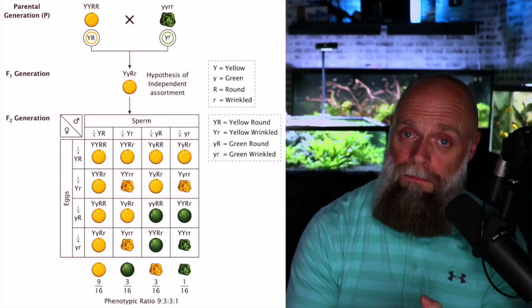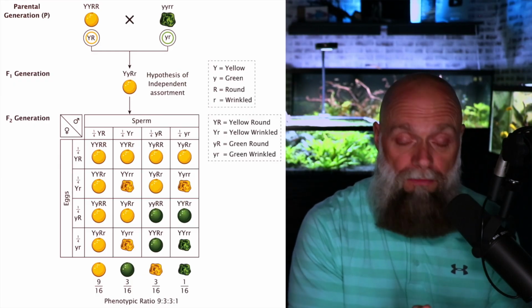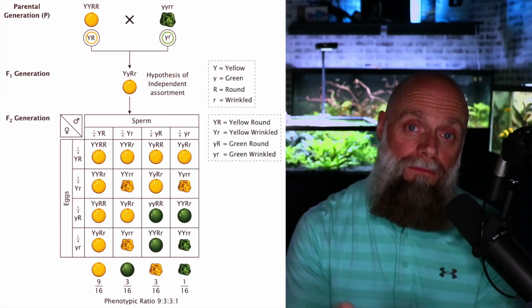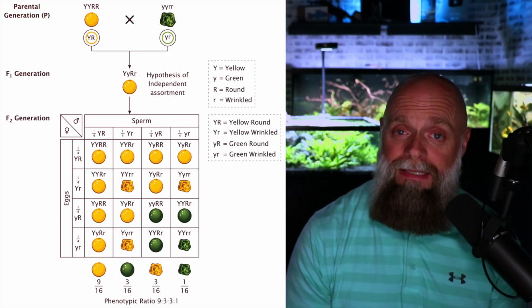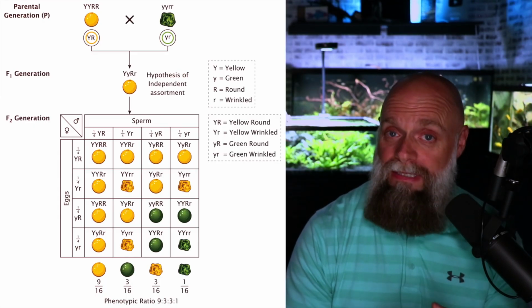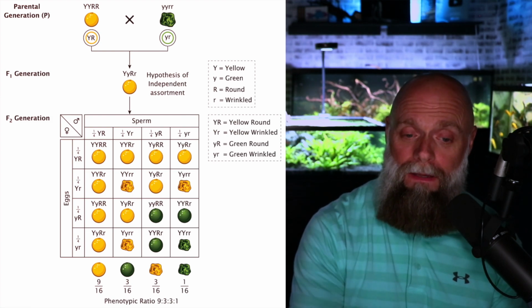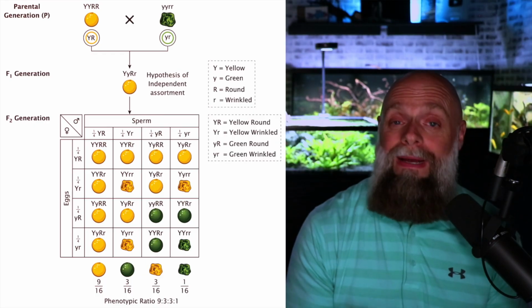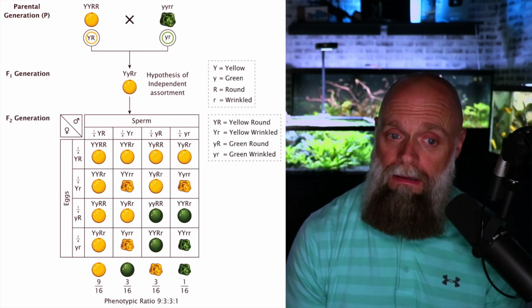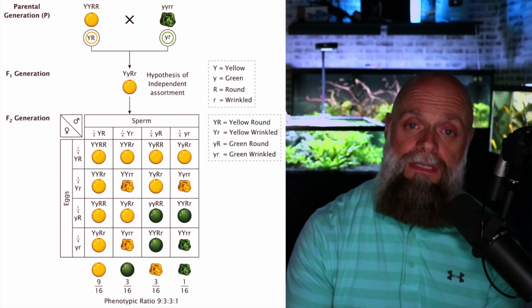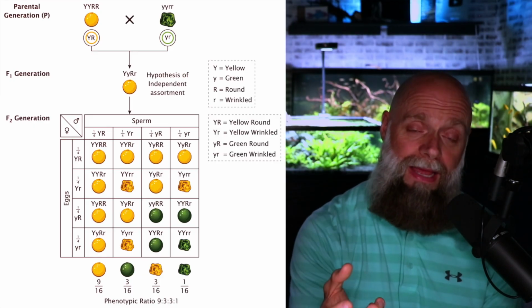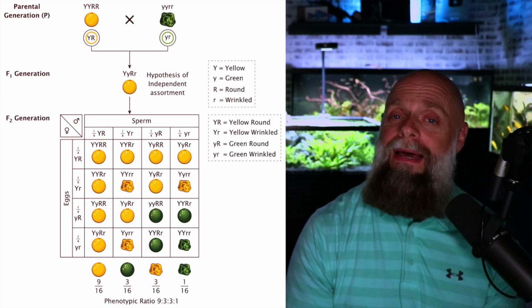Roughly 3 out of 16 of your potential combinations are going to result in something that is a smooth pea, but it's green. And so it's going to have one dominant phenotype and one recessive. The other 3 out of 16 are going to have one dominant and one recessive phenotype, but they're switched. And so now we have a wrinkled yellow. And 1 out of 16, you have a 1 out of 16 probability of having homozygous recessive for both of the characteristics. So you're going to have a green pea that is wrinkled.